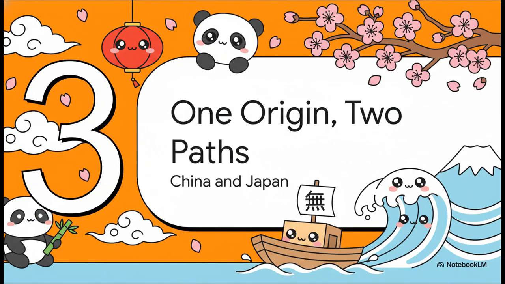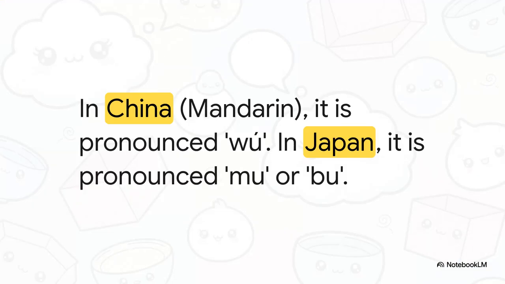Incredible. So, where did this powerhouse of a character even come from? Well, it was born in China thousands of years ago, but its story gets really interesting when it travels across the sea to Japan. It gets adopted and kind of takes on a whole new life of its own. The first thing that changed was how it sounded. Back home in Mandarin Chinese, it's pronounced wu. But when the Japanese brought the character into their language, they fit it into their own sound system. That's how it became mu, and sometimes bu. Same symbol, totally different voice.